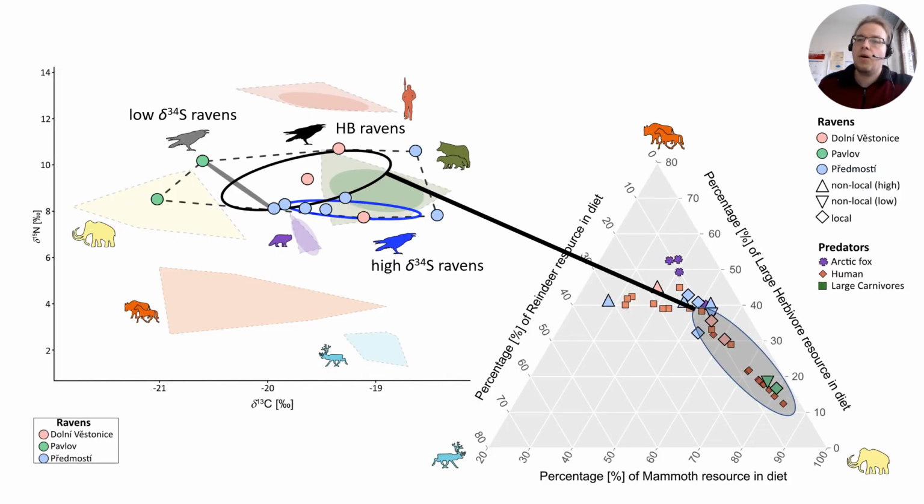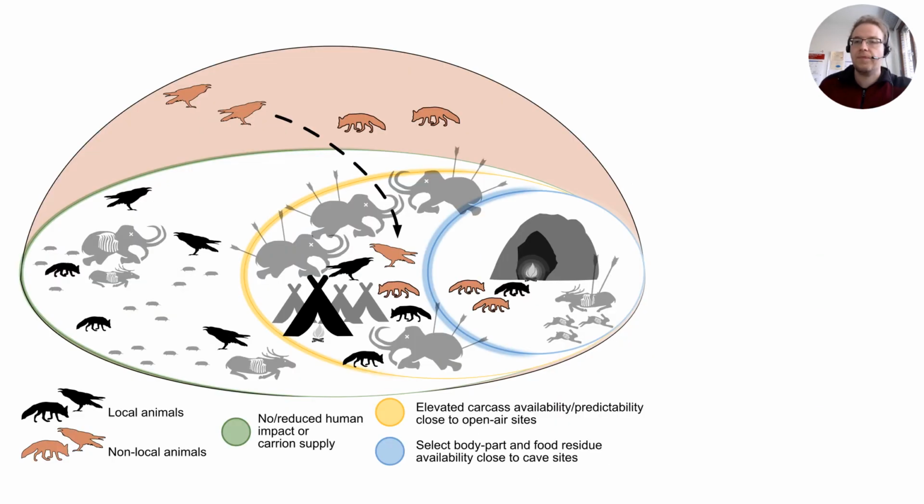As a result, we could see that ravens that matched the sulfur baseline of local herbivores had a diet similar to humans. The main protein component was mammoth, while the ravens with higher sulfur values had a different diet similar to large carnivores. This led us to the following conclusion.